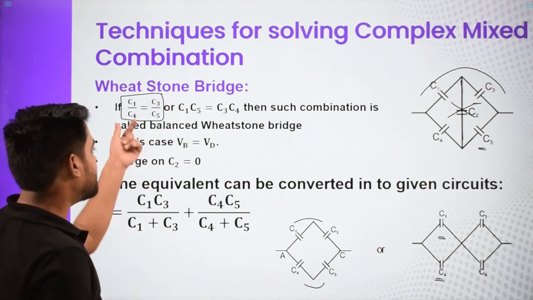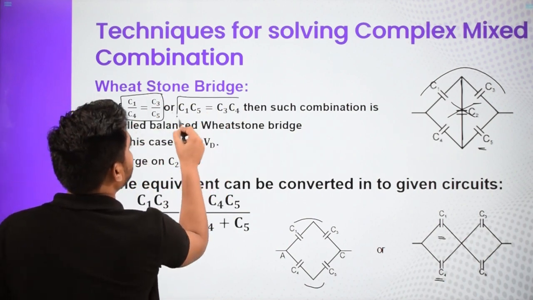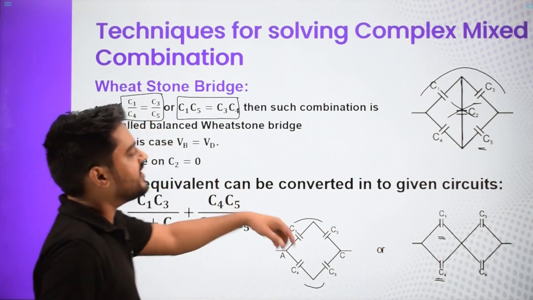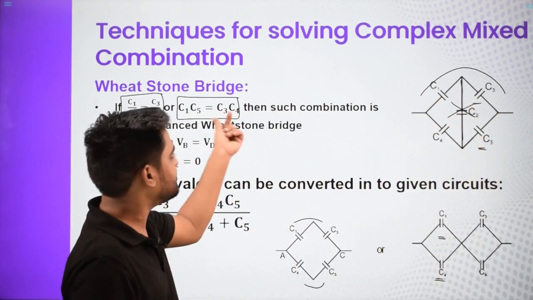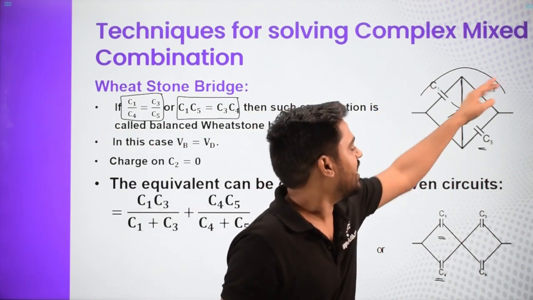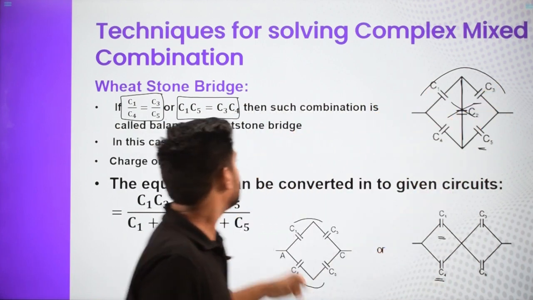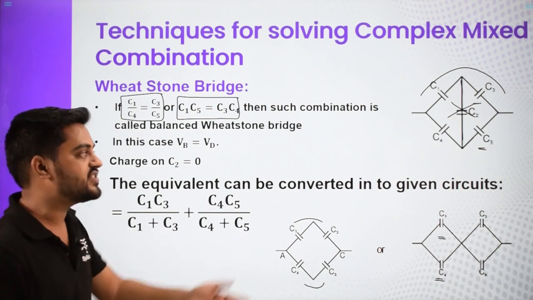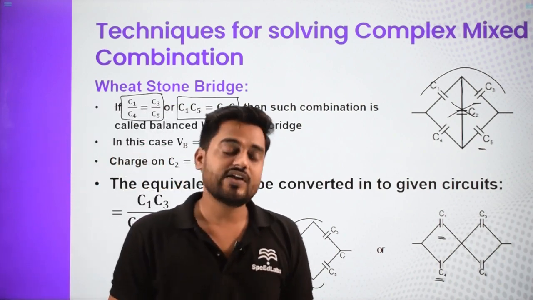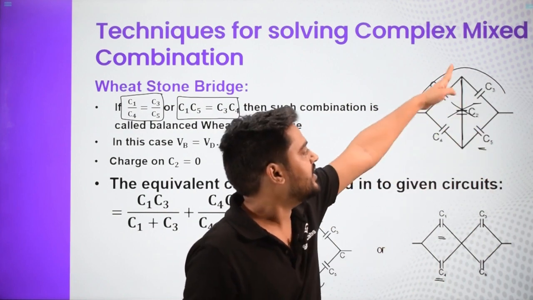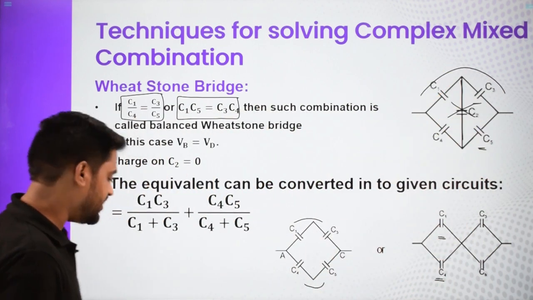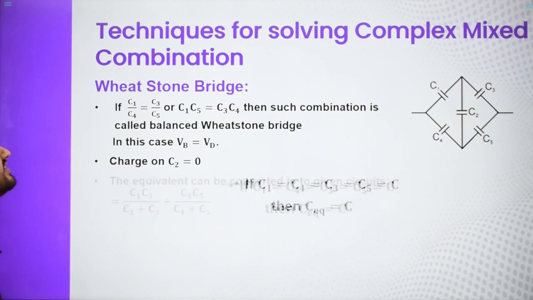If you want, you can remember this, or some students prefer this one. This upon this is equal to this upon this, and the second condition is that the product of the opposite sides is equal. So you have to check first whether the Wheatstone bridge is balanced or not. If it is balanced, you can either choose to remove this branch completely or you can make it a wire. That's your choice, and you can find the equivalent.